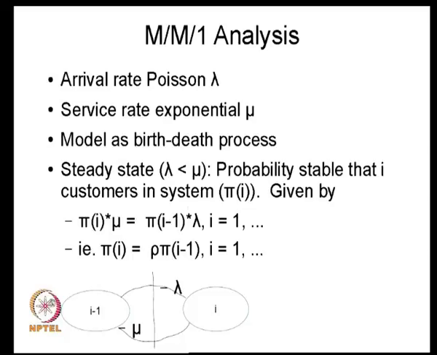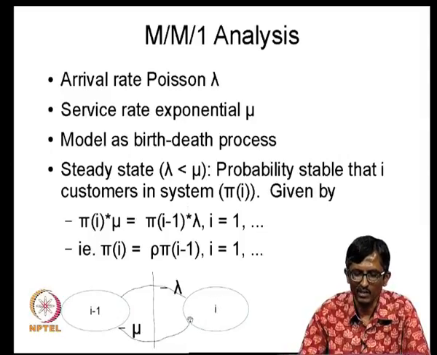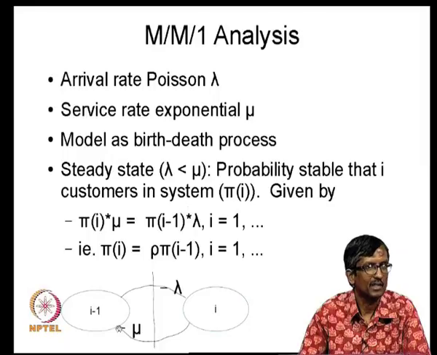Either you have 0 customers, nobody is there, or 1, 2, 3, I minus 1, I plus 1, or n. So if I am at I minus 1 customers and a new customer comes, that is an arrival, I go to this state. If there are I customers in the system and one service gets completed, I go to I minus 1.